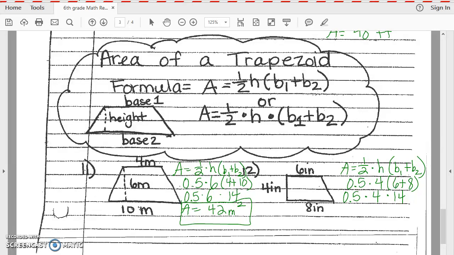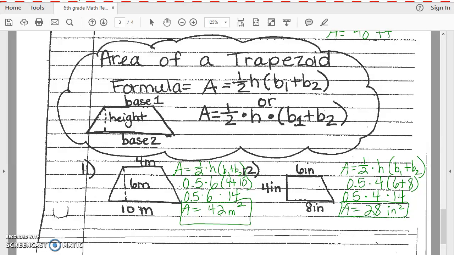Okay, so now I'm going to multiply from left to right. So go ahead and do that. 0.5 times 4 times 14. 28. And area equals 28 inches squared. Amazing. Box your final answer. And now I've just solved that formula.